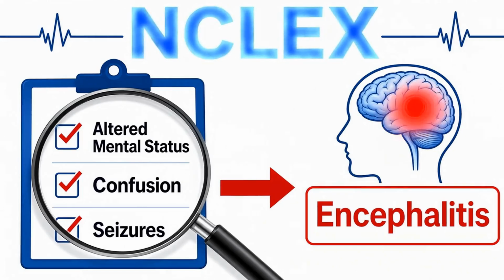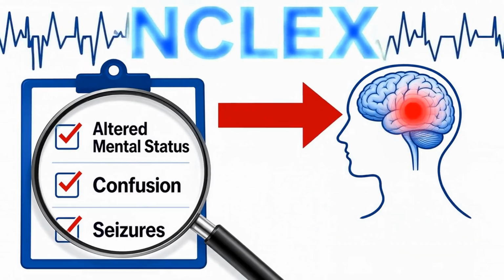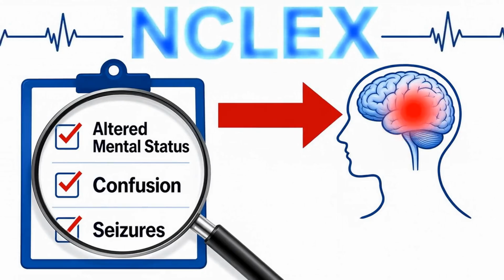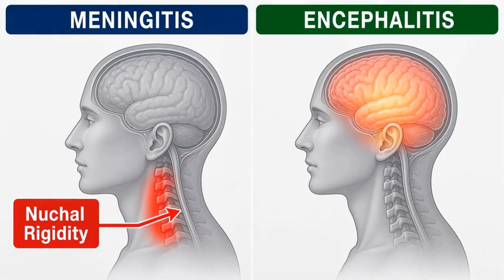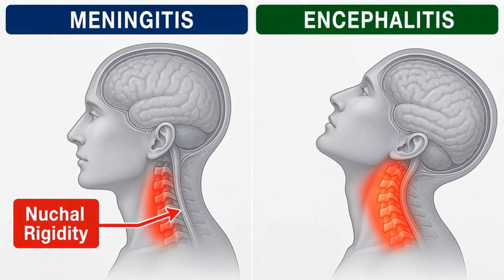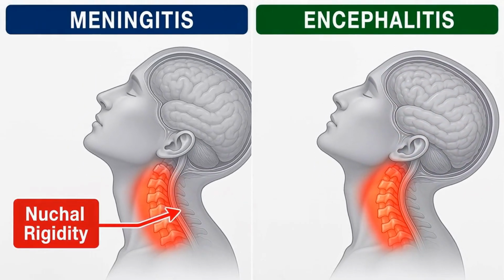When answering NCLEX questions, if the scenario emphasizes altered mental status, prioritize encephalitis as your primary suspect. Unlike meningitis, neck stiffness is typically less prominent in cases of encephalitis, which helps you differentiate the two.